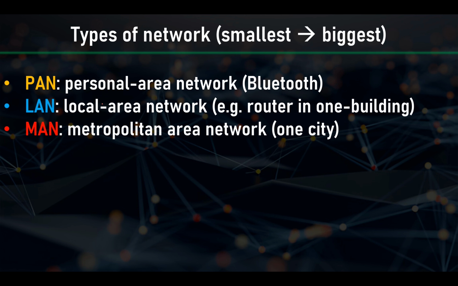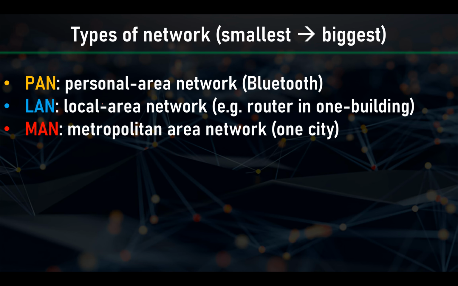Then a MAN, that's a metropolitan area network. This is basically a network in one city, and usually it's going to be in different locations throughout that city. So let's say you have a university. Now maybe this university has multiple campuses scattered throughout the same city. That's going to be a MAN.